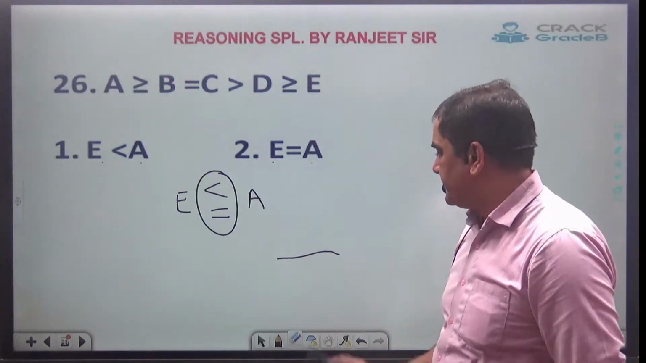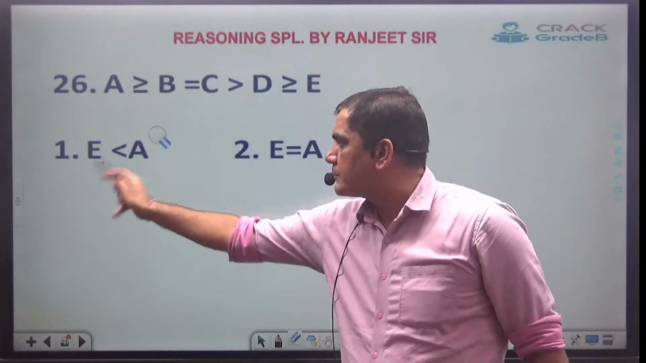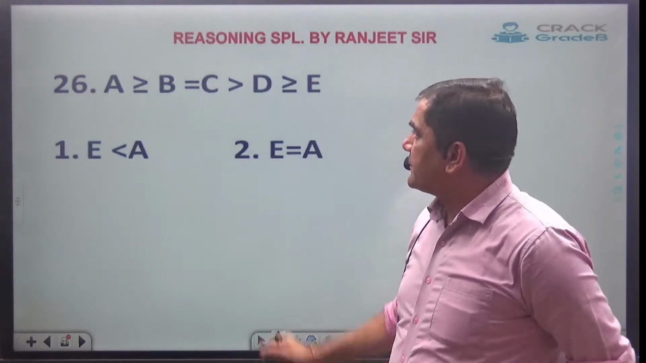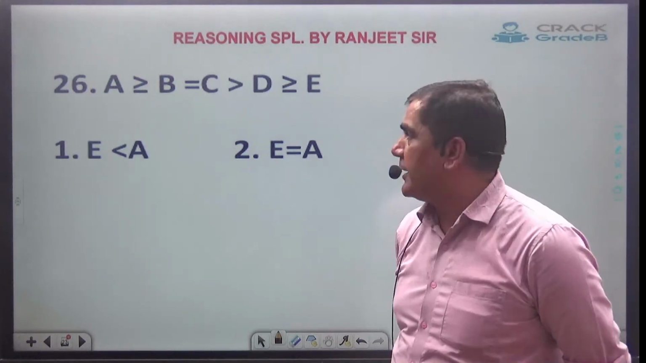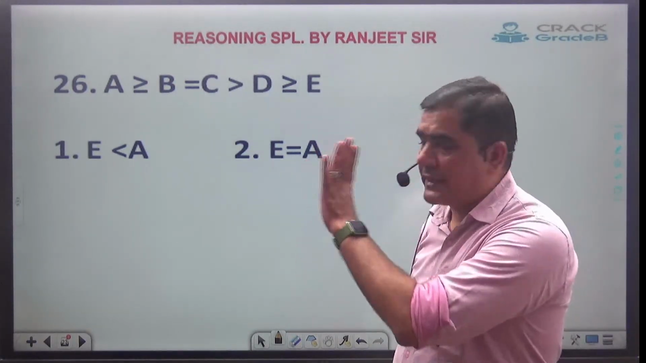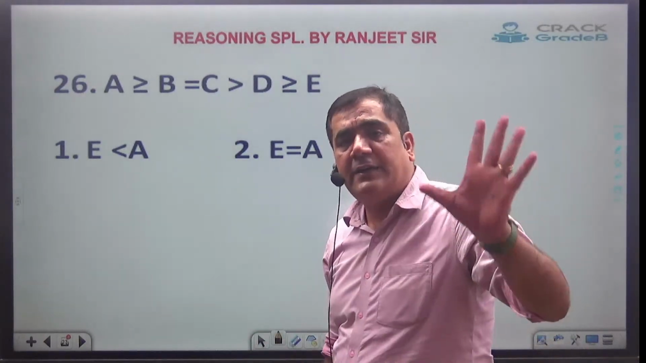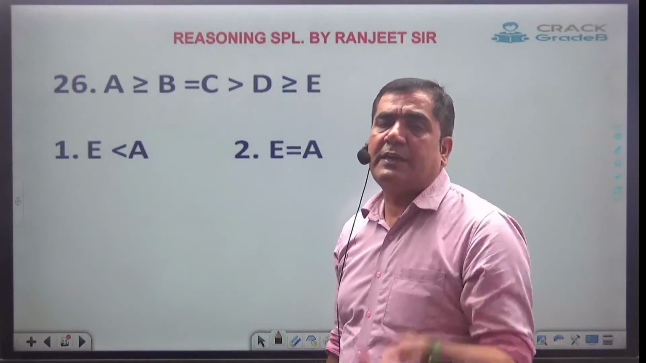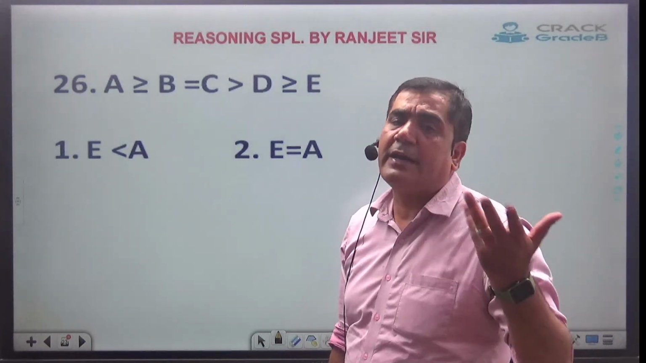Let's go for this one. See, here in this one, they have already given me the combined statement, so there is no need to combine them. Now just see. E and A: both conclusions have the same variable. If they have the same variable, the first thing I should do is check whether either-or can be the answer or not.